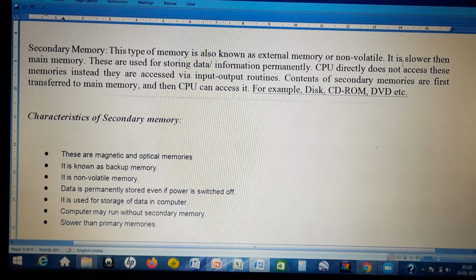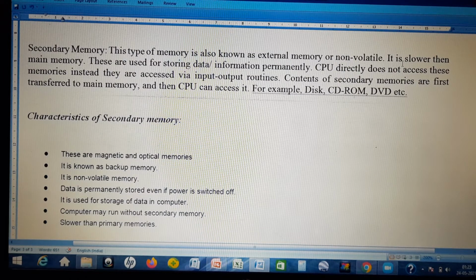So I have explained primary. Now you can see secondary memory. Secondary memory is also known as external memory. It is slower than main memory. These are used for storing data and information permanently.